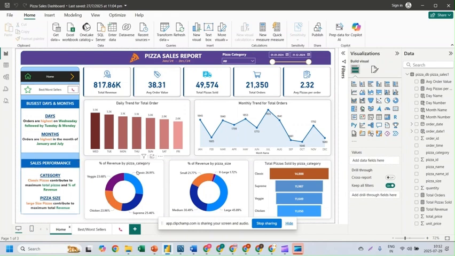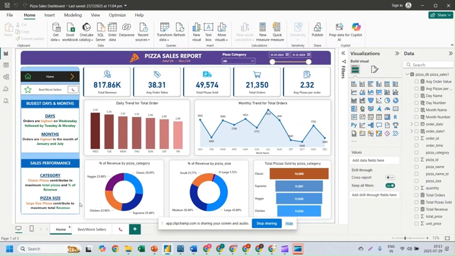Looking at the donut charts, we have two here, one for the revenue split and second for the pizza category. Percent of revenue by pizza category and size shows classic pizza and large size pizza lead in revenue share. This is a horizontal bar chart. Here you can see classic pizza is the best seller with nearly 15,000 units sold.